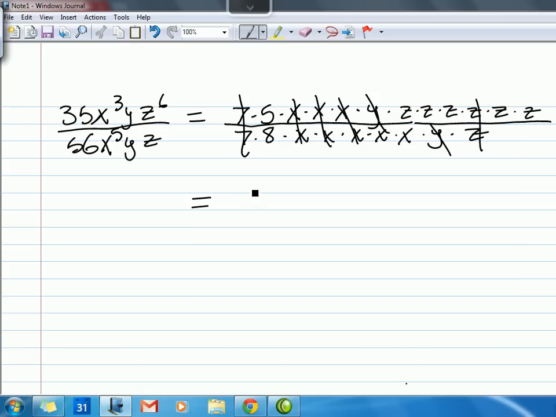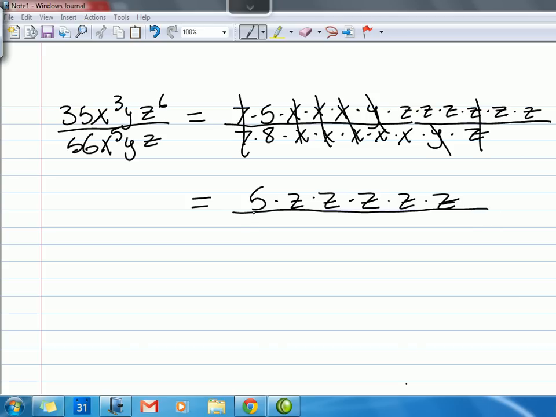What you have in the top is a 5, and you have 1, 2, 3, 4, 5 z's. So in the top you have 5. Well, you know what? Let's stretch it out so we can see it. So we have 5 times z times z times z. Yes, we got to do all of this just for the sake of understanding. So we have all of this in the numerator.